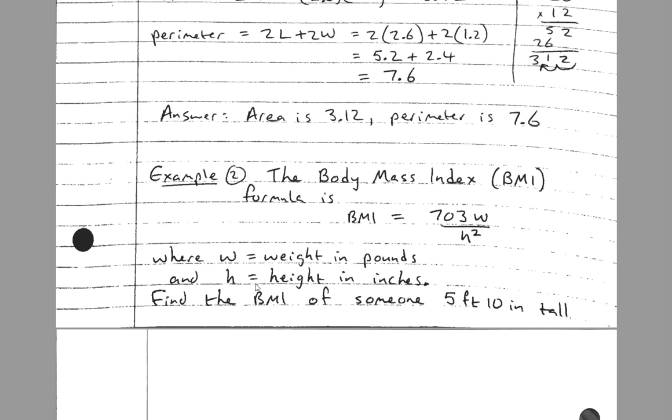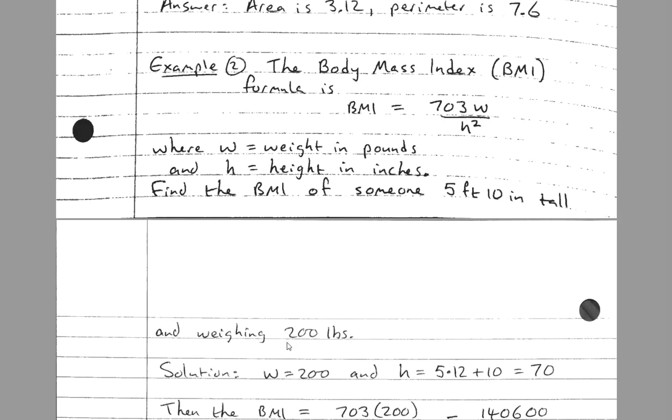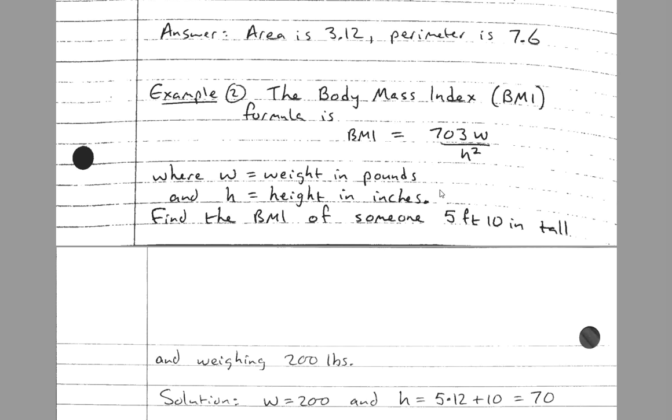In this example, find the BMI of someone who's 5 feet 10 inches tall and weighs 200 pounds. All right, so are they in the right weight range? I think you want the BMI to be less than 25 to be healthy.